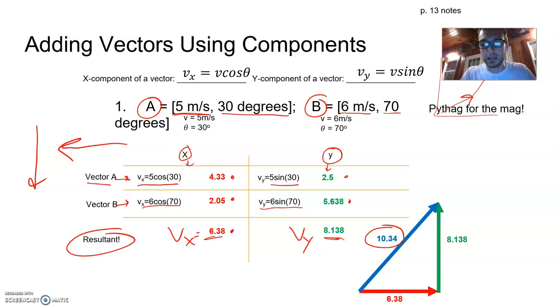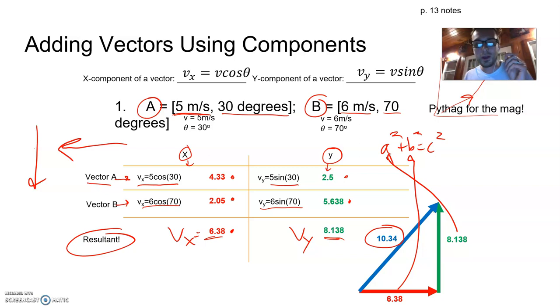So you're AP students. I'm not going to hold your hand through that, but a squared plus b squared equals c squared. You'd plug in one of your sides for a, the other shorter side for b, and whatever you got for c, you'd have to take the square root, and you get 10.34. So to get the magnitude of the resultant, you do the Pythagorean theorem. Get it? Pythag for the mag. And then you do inverse tan for the direction.